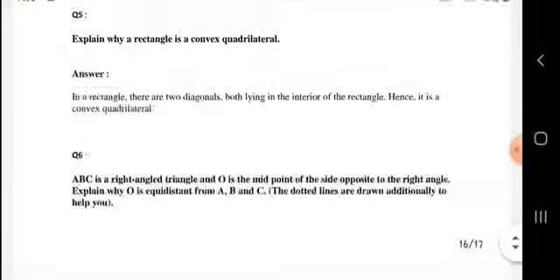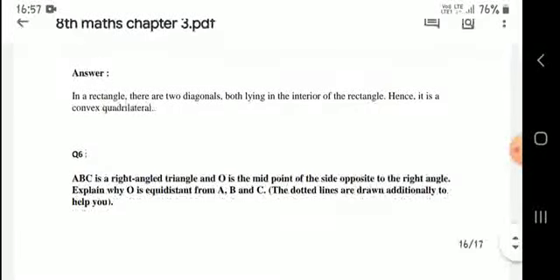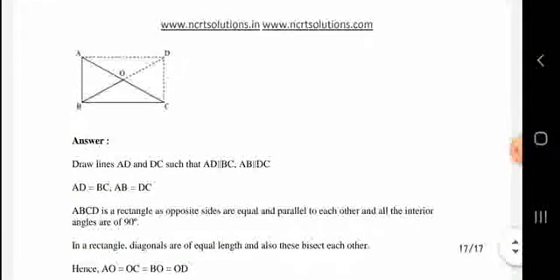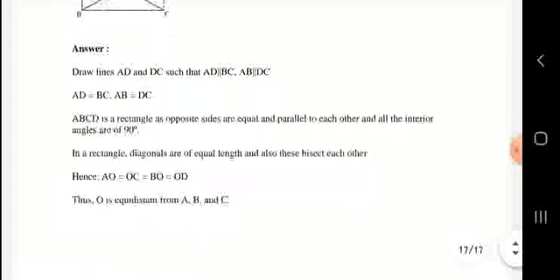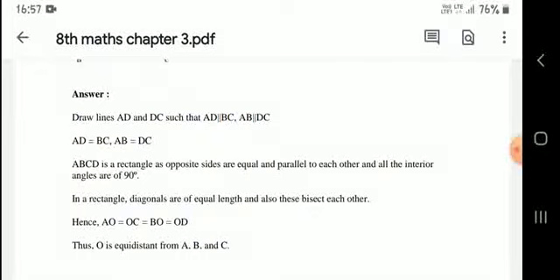ABC is a right angle triangle and O is the midpoint of the side opposite to the right angle. Let us explain why O is equidistant from A and B. So let us draw lines AD and DC such that AD is parallel to BC and AB is parallel to DC. So therefore AD is equal to BC and AB is equal to DC. So therefore it will be 90 degrees. So therefore AO is equal to OC and OC is equal to BO and BO is equal to OD. So therefore O is equidistant from A, B and C.